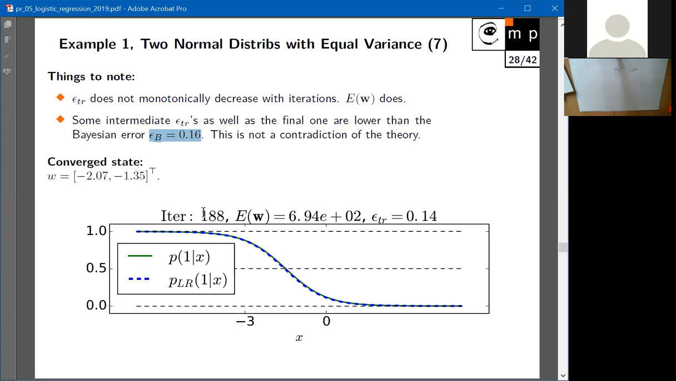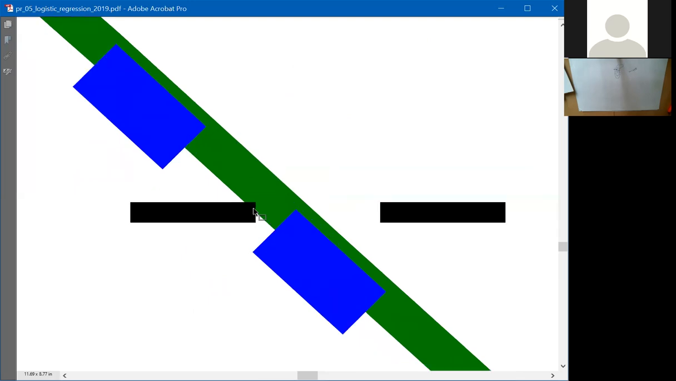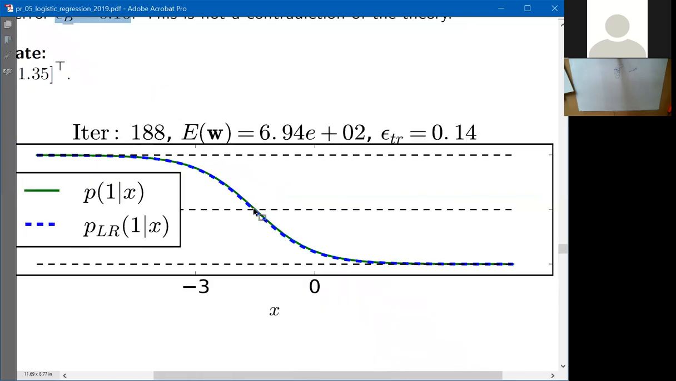And what I'm saying is that the difference between the training error and the Bayesian error is not a good indicator of how bad the classifier is. This classifier is near perfect. The blue classifier will make correct decisions for everything on the left and everything on the right, and there will be a small interval around this 50-50 point where it will make a slightly different than optimal decision.